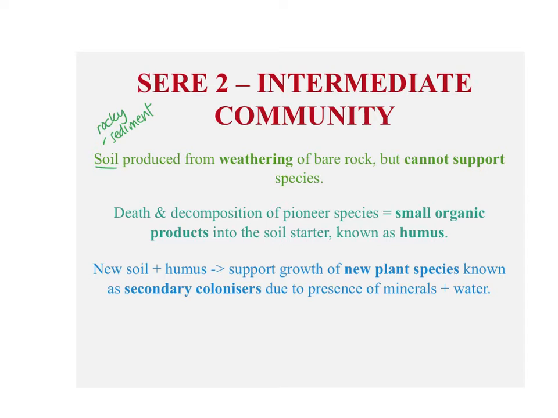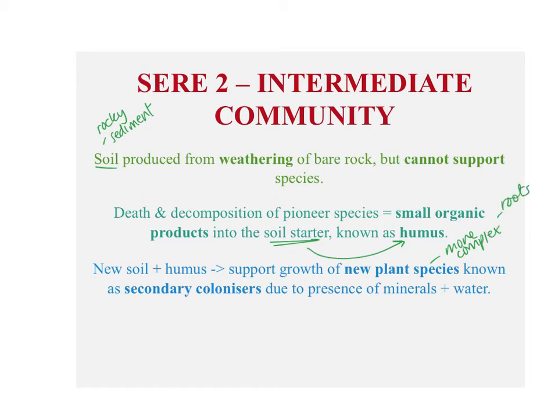However, as those pioneer species start to die and start to decompose, they're going to start putting some small organic molecules, maybe some carbon-containing molecules, into the soil. And this forms something called a soil starter. It's called humus. It's not hummus like the chickpea paste that some of you probably enjoy. Humus, H-U-M-U-S. Now this new soil, the humusy mixture, is going to be able to support more plant species, slightly more complex species that need roots.